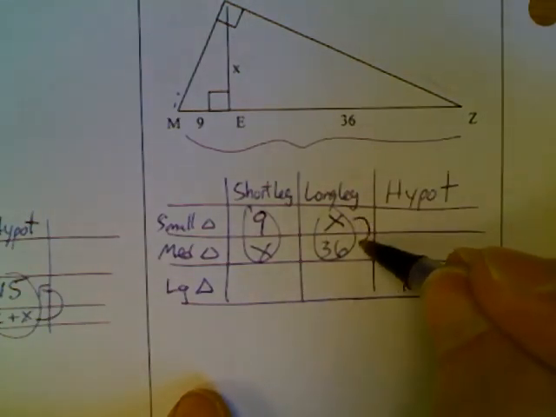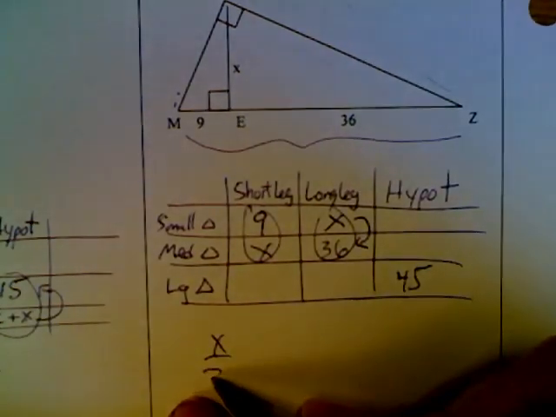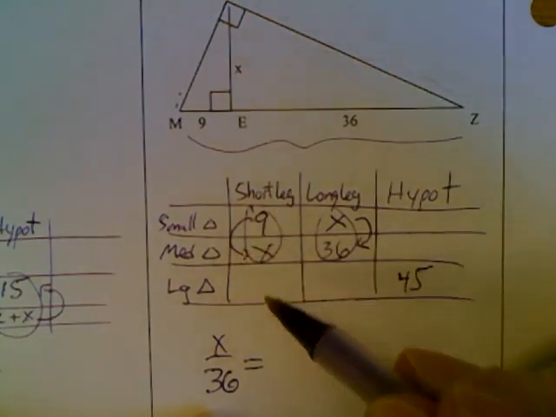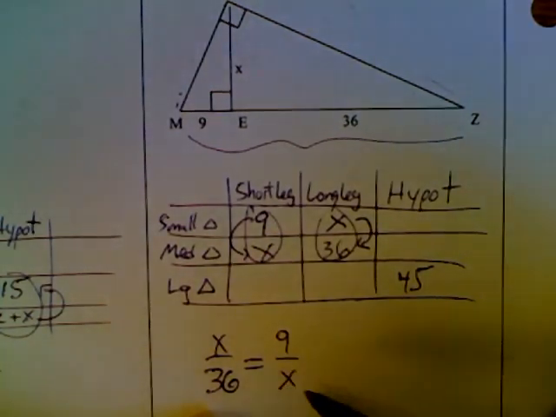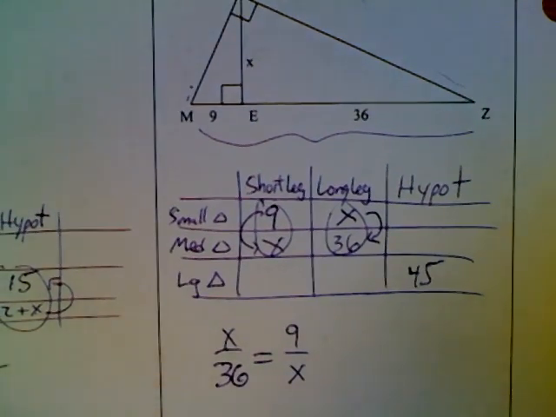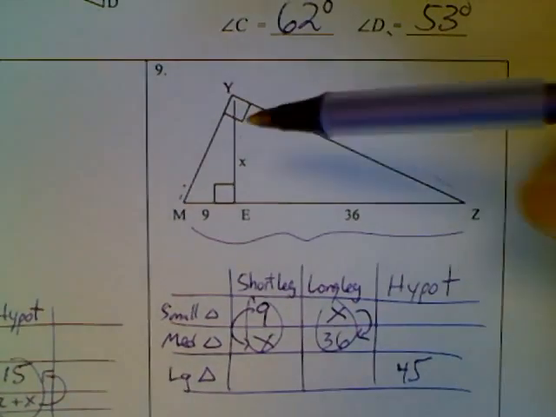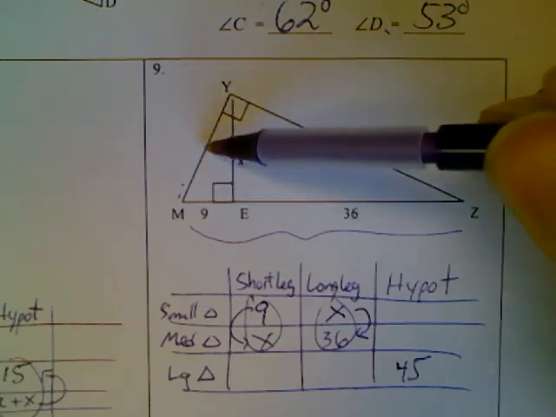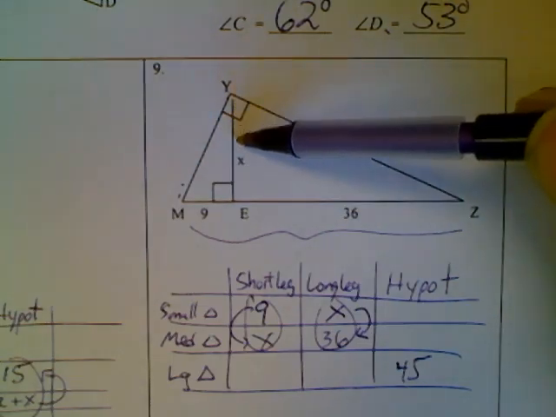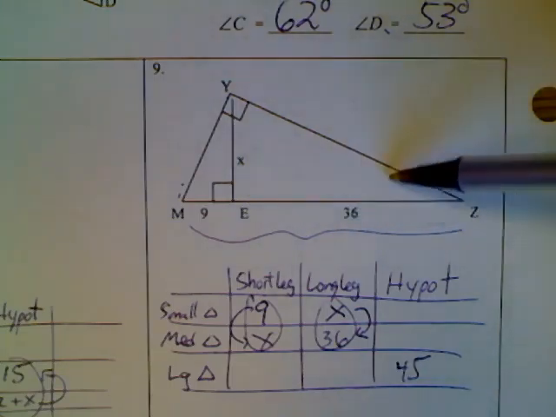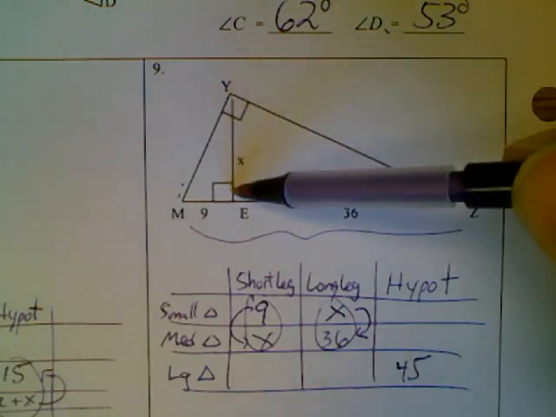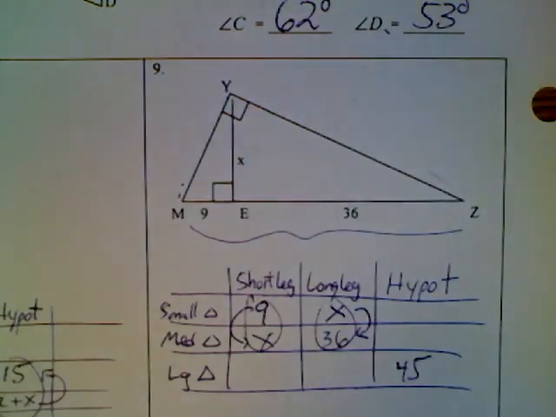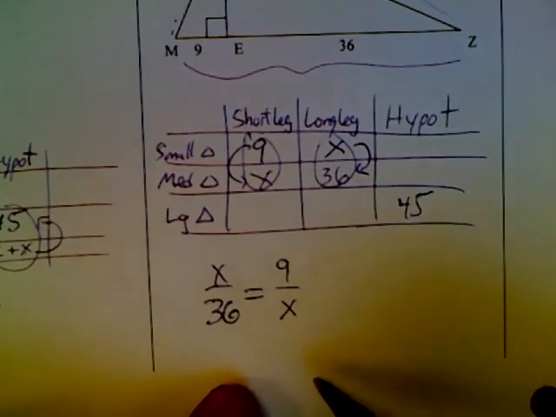I'll write x over 36 equals 9 over x. Now that might look a little funny to you, that we've got an x in 2 completely different places, but look, the x represents the long leg of the small triangle, but it's the short leg of the medium triangle. So this one side being shared by 2 triangles actually stands for 2 different things, and it shows up twice in the equation.